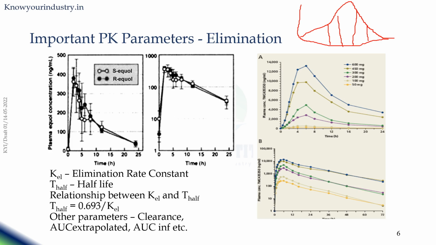Now we come to the elimination parameters. Different elimination parameters are calculated using the plasma concentration time curve. The plasma concentration time curve is converted into a logarithmic scale. The y-axis represents the plasma concentration, and it will be converted to the log scale. Once it is converted to the log scale, we can calculate the elimination parameters using the slope of the curve. The slope of the curve will be calculated using this particular line, and the slope is used to calculate the elimination rate constant and the half-life.